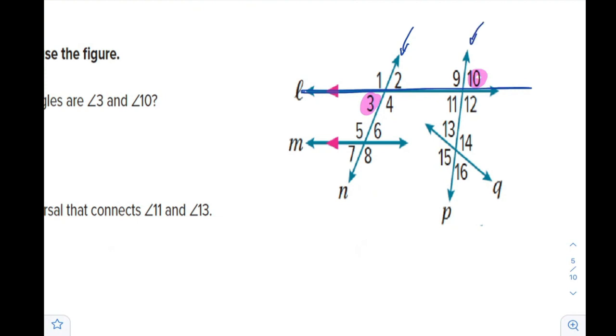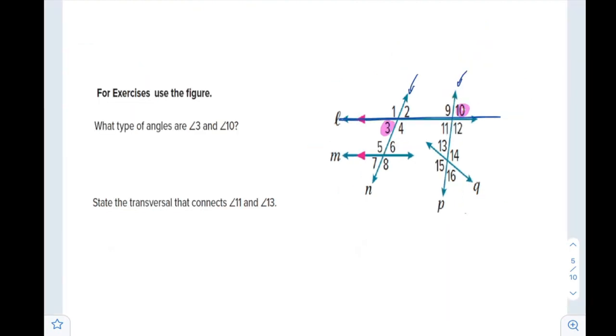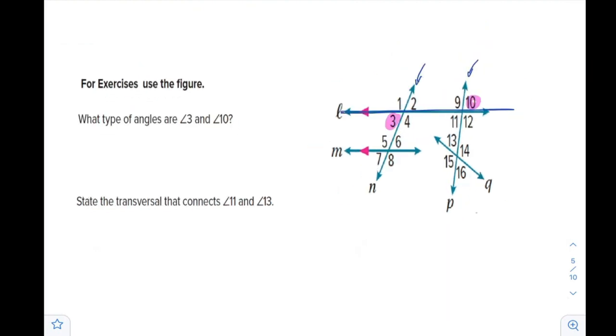And these angles are lying in an exterior way, but on different sides, the opposite sides of this transversal. Both of them are exterior. So angle 10 and angle 3 are alternate exterior angles. And the transversal is line L.